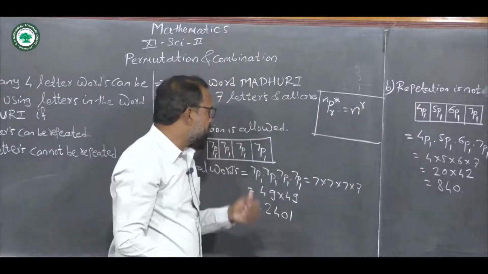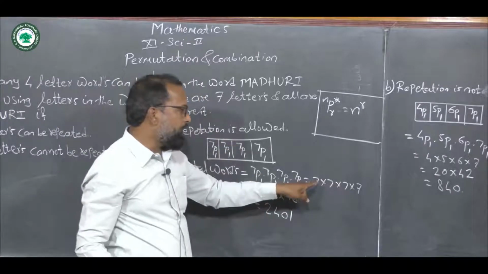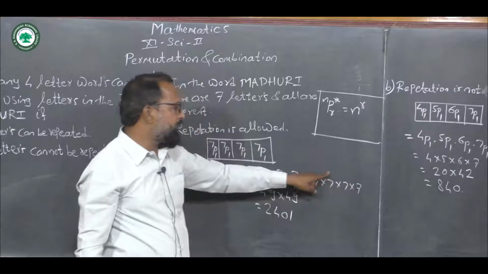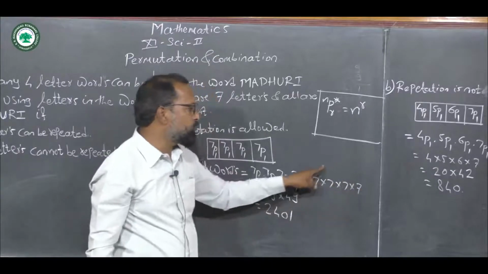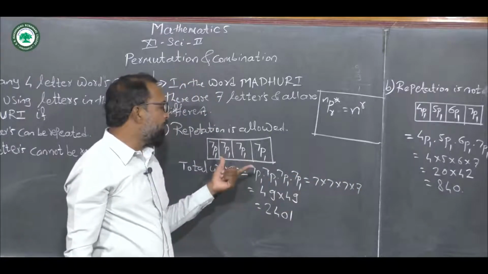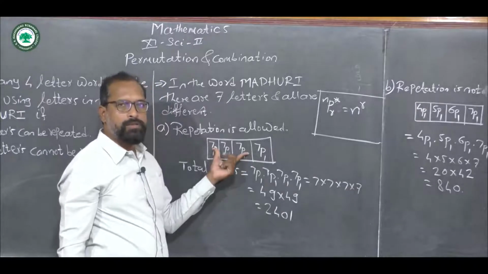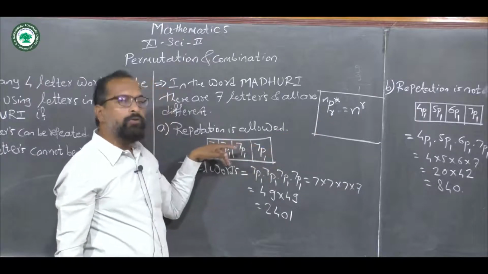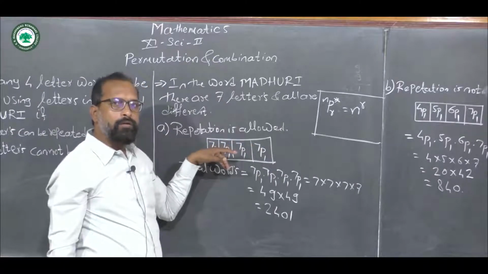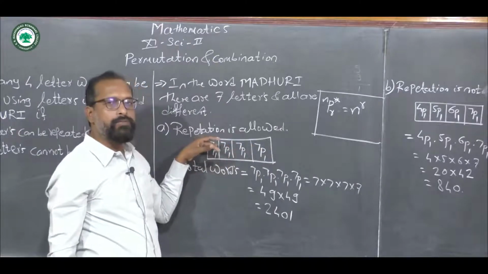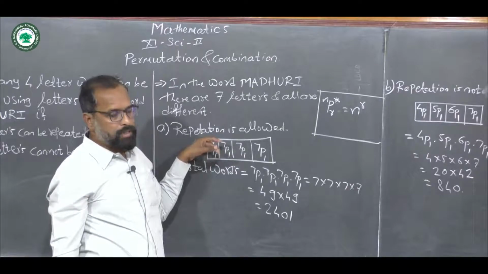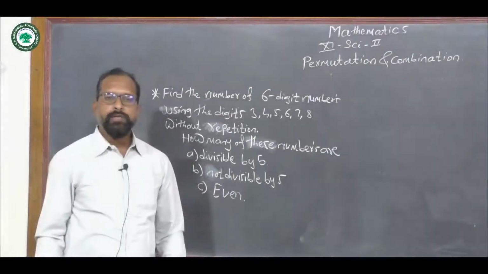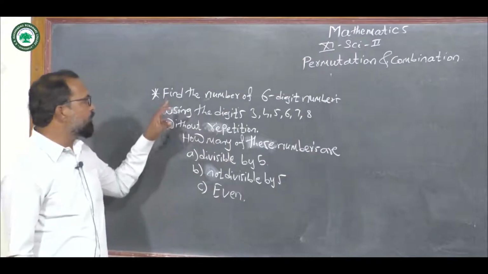And since here n is 7, we write 7 into 7 into 7 into 7. Indirectly, this can be written as 7 raised to 4, since we have to form the 4-letter words. So by using this formula also, you can find the value for the first case, that is when repetition is allowed. The answer will be the same. Now consider the next example.